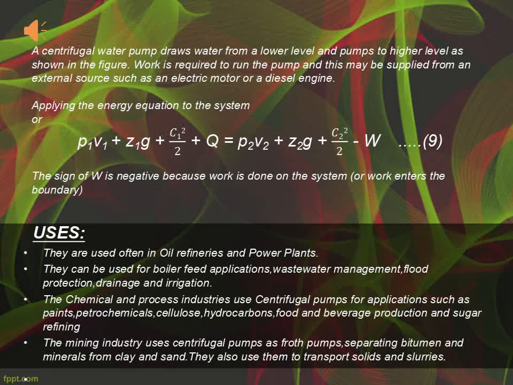They can be used for boiler feed applications, wastewater management, flood protection, drainage and irrigation. The chemical and process industries use centrifugal pumps for applications such as paints, petrochemicals, cellulose, hydrocarbons, food and beverage production, and sugar refining. The mining industry uses centrifugal pumps as froth pumps, separating bitumen and minerals from clay and sand. They also use them to transport solids and slurries.